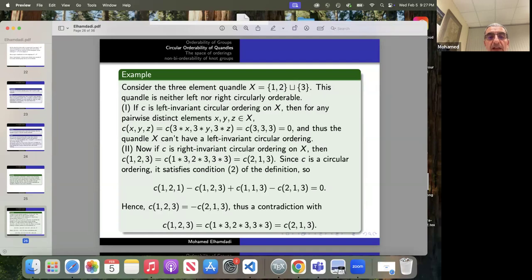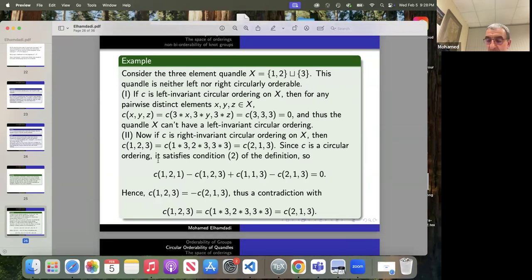For the left, it is not left invariant because 3 star any element is always 3, and thus you obtain 0. The other way, if you assume that C is a right invariant circular ordering on X, then you can prove that C of (1, 2, 3) is C of (2, 1, 3). Now, imagine 1, 2, 3 are on a circle. 1, 2, 3 goes, say, clockwise. The other one goes counterclockwise. They cannot be equal. When it goes counterclockwise, it should be negative. And that comes from the cocycle condition.